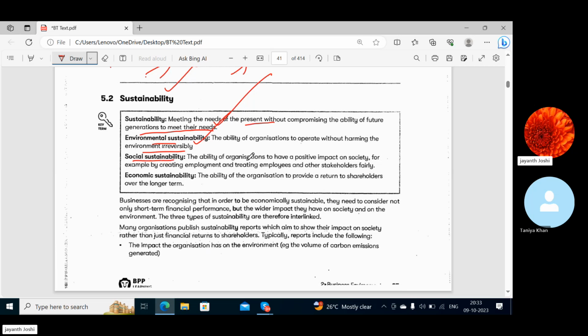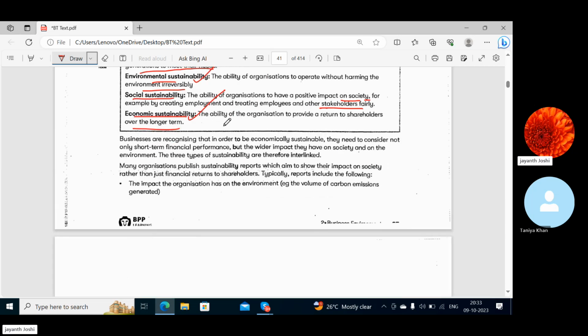Social sustainability is the ability of organizations to have a positive impact on society, for example, by creating employment and treating employees and other stakeholders fairly. Economic sustainability is the ability of an organization to provide returns to shareholders over the long term. So sustainability is not only in one area, but in all the areas, right? So everywhere sustainability is required.